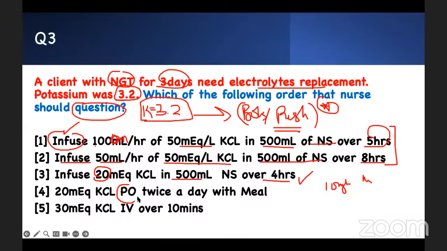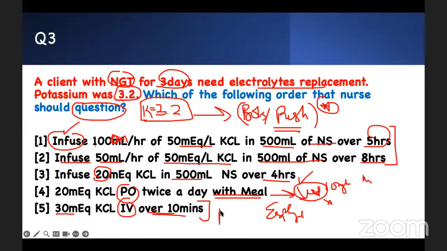We can let them take it, but give it with the meal so that they don't vomit. Okay, it's a big pill. It's very big, and it can make you nauseous and you can vomit. Therefore, and it can cause esophagitis. So you give it with what? Meal. This 30 milliequivalents over 10 minutes, this is an IV push.